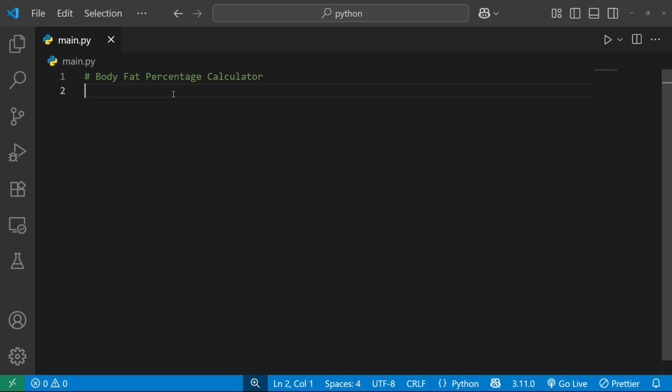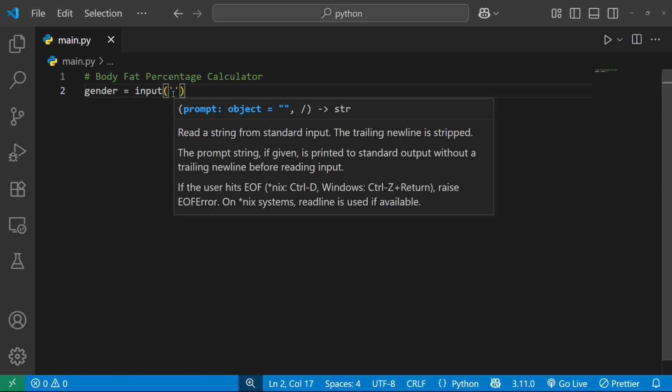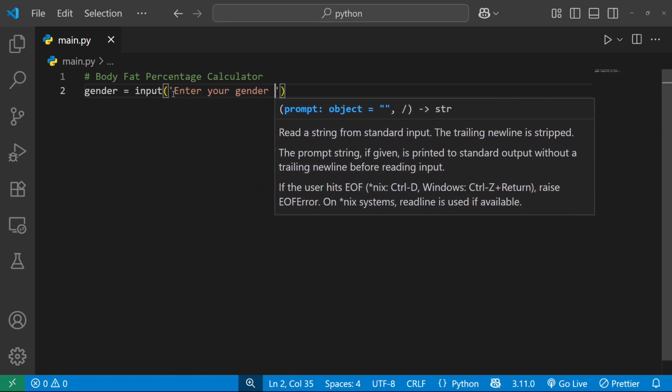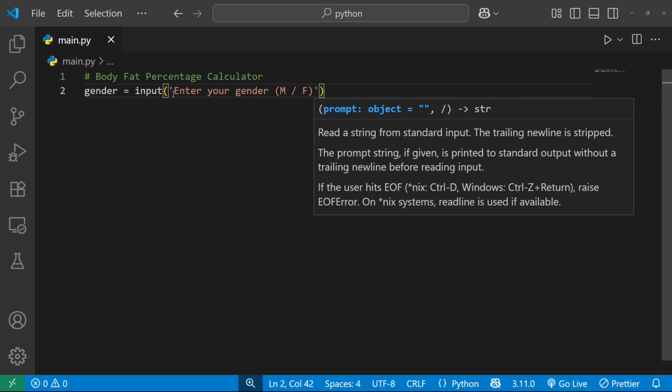Now we could do something very similar. It's a body fat percentage calculator, but it's slightly different. At first we need to ask about gender, if the person is male or female. It will be an input, a string: enter your gender, male or female, like this.